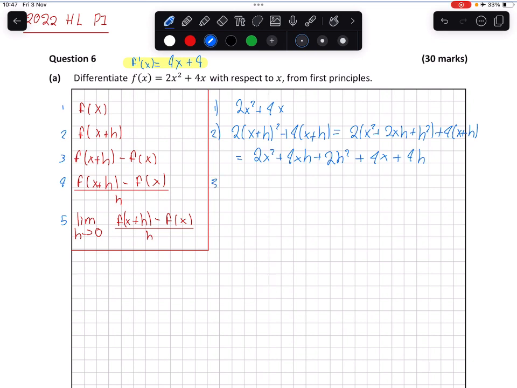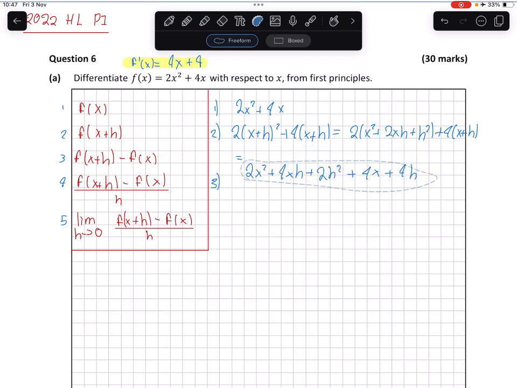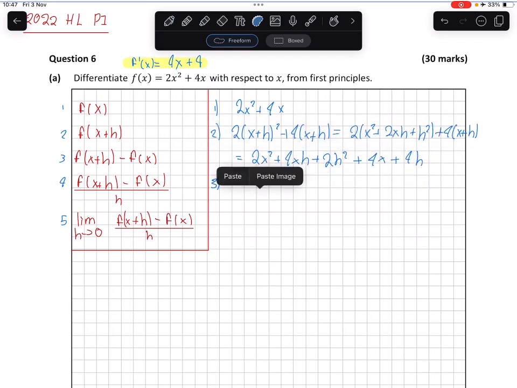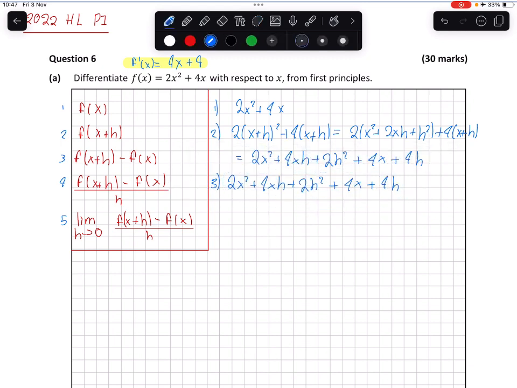Step 3, we're going to take away f of x from what we just figured out. So if I take everything that we just figured out there, and I subtract 2x squared plus 4x, what you're going to see is that we're going to get some cancelling going on. So there's a 2x squared on the left and the right, one subtracts the other, these cancel. And again, there's a 4x on either side, both positive. We subtract one from the other, they disappear. So in the end, what we're left with is just 2h squared plus 4xh plus 4h.